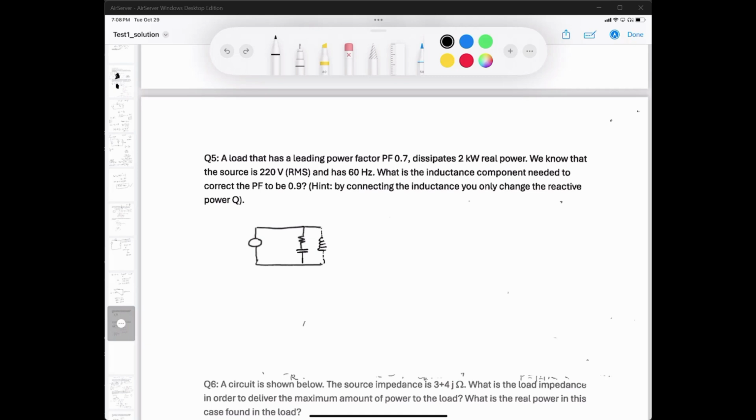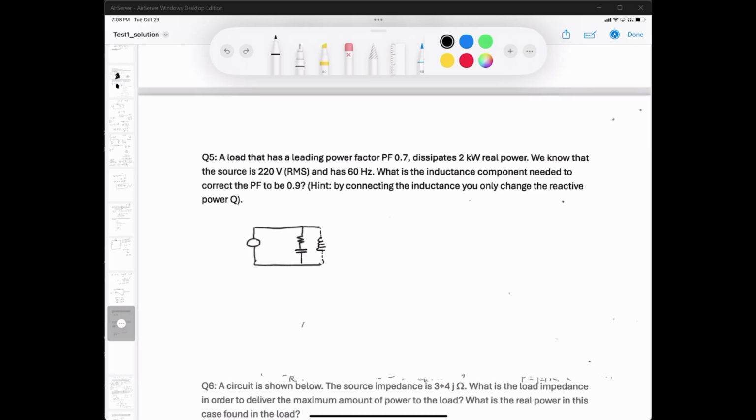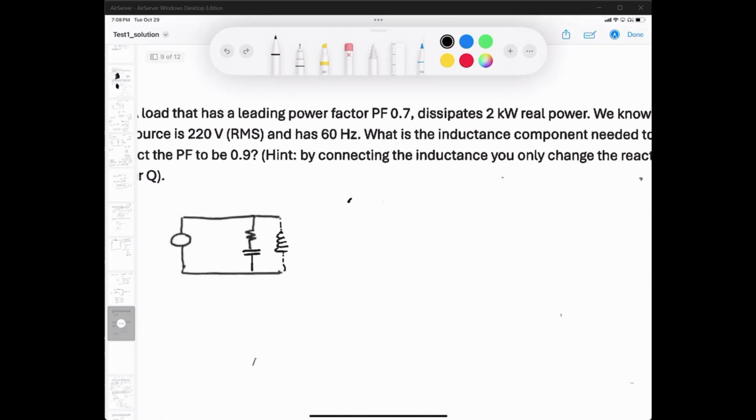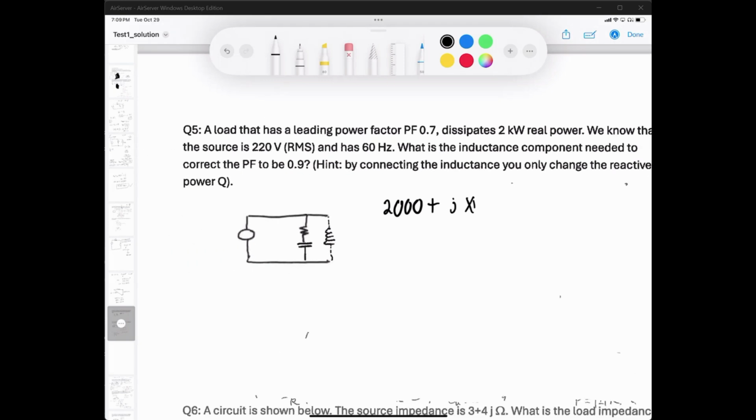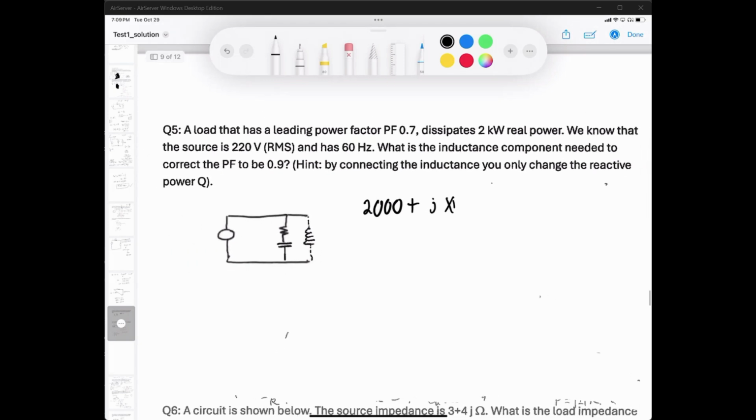It's not too bad. So, we know that we have 2,000 real power plus some X amount of reactance, right? Reactive power, right? We know the real, but we don't know the reactive. If we knew the reactive, we'd be done. But we have the power factor. And how does the power factor relate to that?